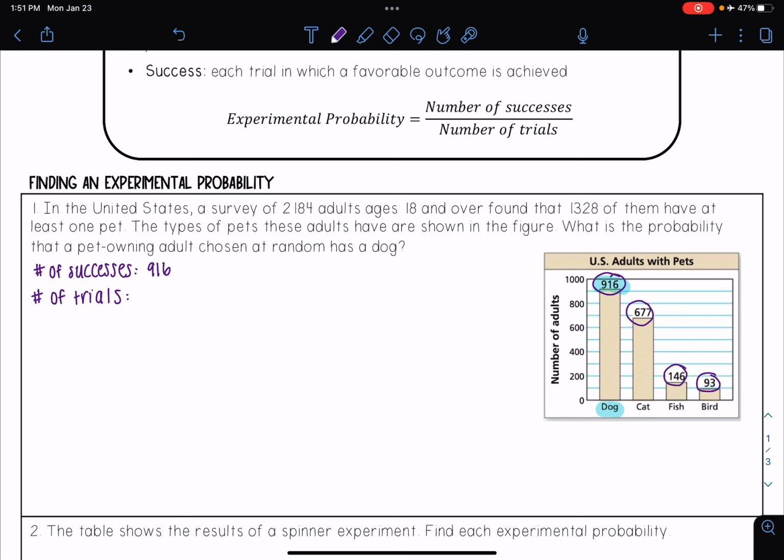And so this one's a little bit tricky. They say they surveyed 2,184 adults. However, they found that 1,328 of them have at least one pet. And so we're looking at the probability that a pet-owning adult chosen at random has a dog. So 1,328 is going to be my total.